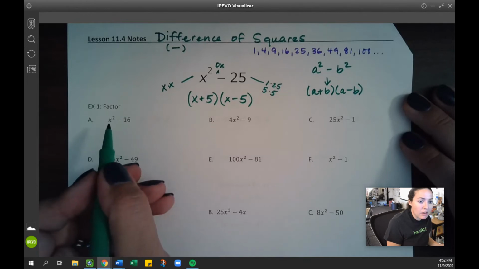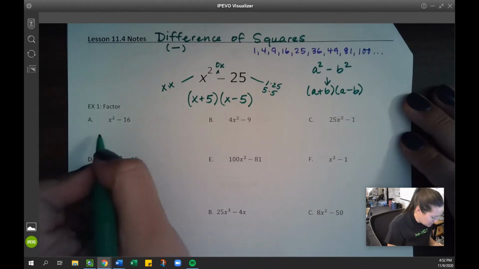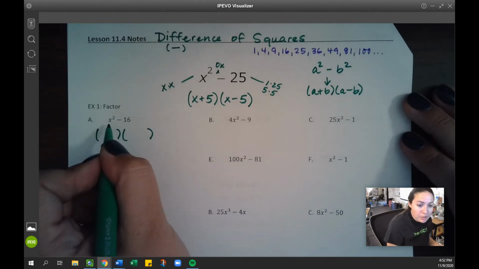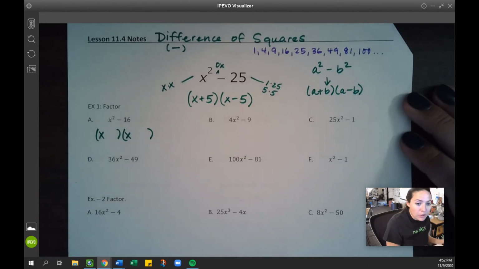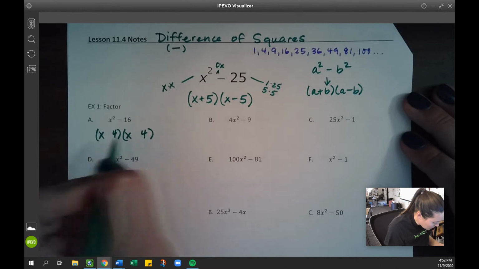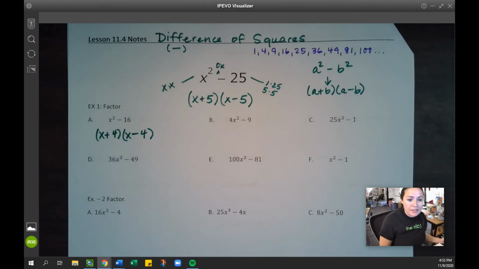So let's try this one. These are both perfect squares. 1x squared minus 16. What do I have to multiply together to get x squared? x and x. What do I have to multiply together to get 16? 4 and 4. Make one a plus and one a minus.